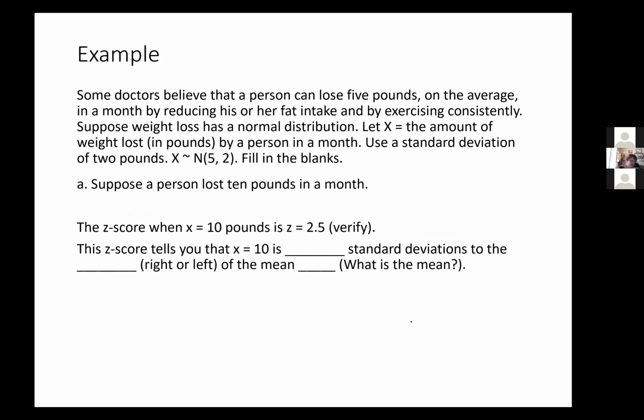Some doctors believe that a person can lose 5 pounds on average in a month by reducing his or her fat intake and by exercising consistently.